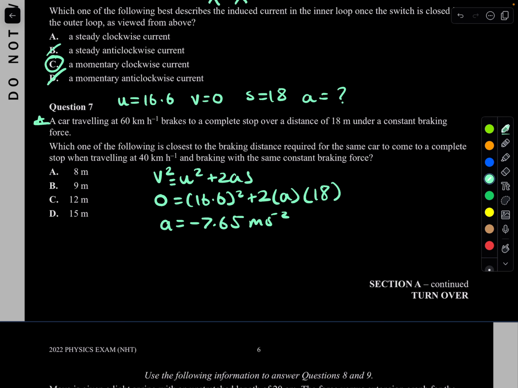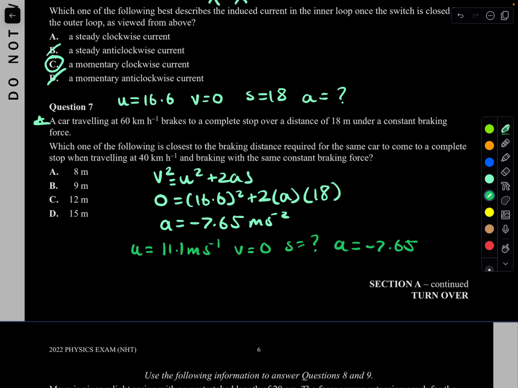So for the next question, all we have to do, whichever formula is closest to the braking distance required for the same car to complete a stop when traveling at 40 kilometers per hour. So again, your u in this case is changed 40 kilometers per hour to meters per second. So just divide by 3.6. That's going to be just 11.1 meters per second. And we want to find a velocity 0 because it brakes. We want to find the displacement that it's gone, but remember acceleration is the same because they're using the same constant braking force, which is negative 7.65.